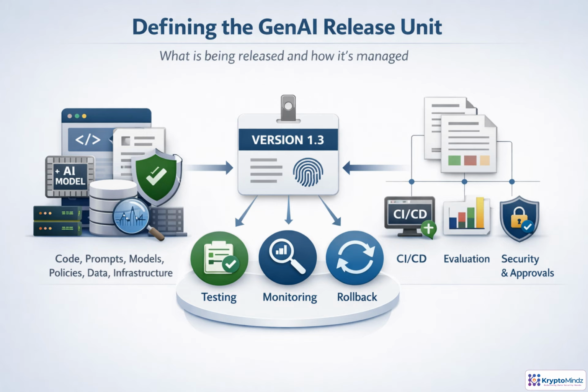Before choosing a rollout strategy, define the release unit. In GenAI, that unit is rarely just application code. It may include prompts, model versions, retrieval indexes, guardrails, tools, data, and infrastructure. Each piece needs a fixed version ID, validation evidence, and a known rollback target. That metadata connects the release to CI/CD runs, evaluations, security checks, and approvals, making incidents much easier to diagnose.